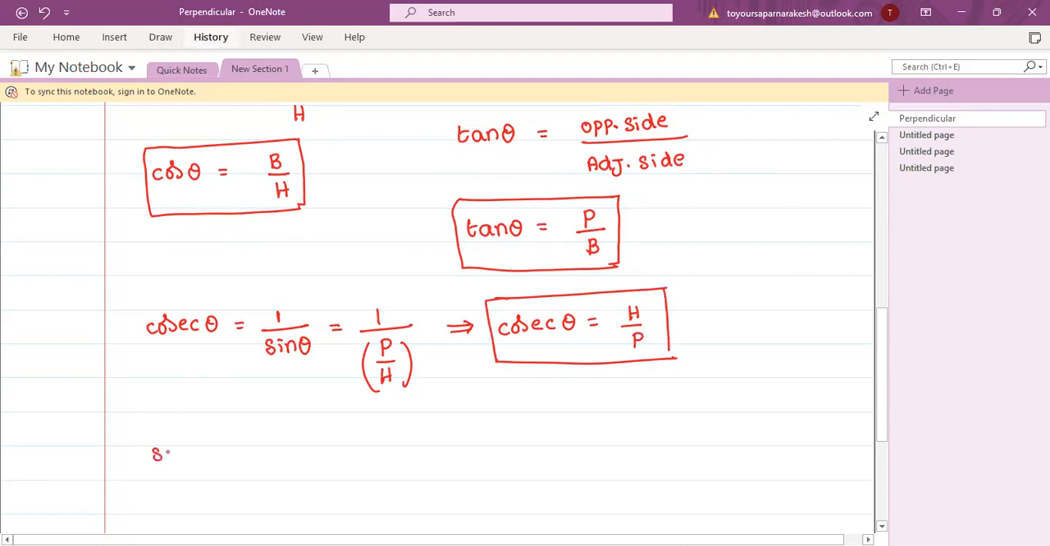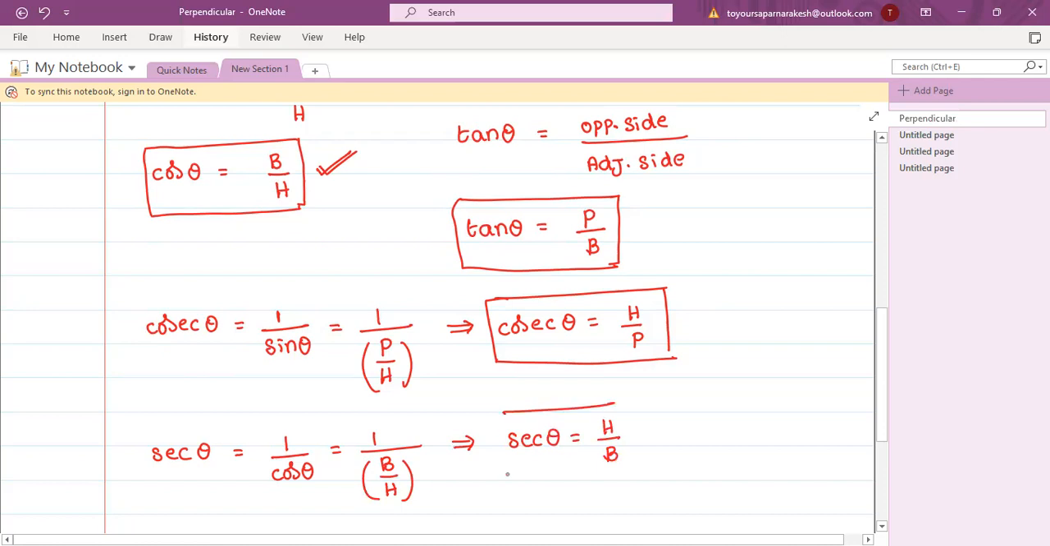Next one is sec theta. We know sec theta means 1 upon cos theta. We already have cos theta as B upon H. By simplifying, sec theta equals H upon B.